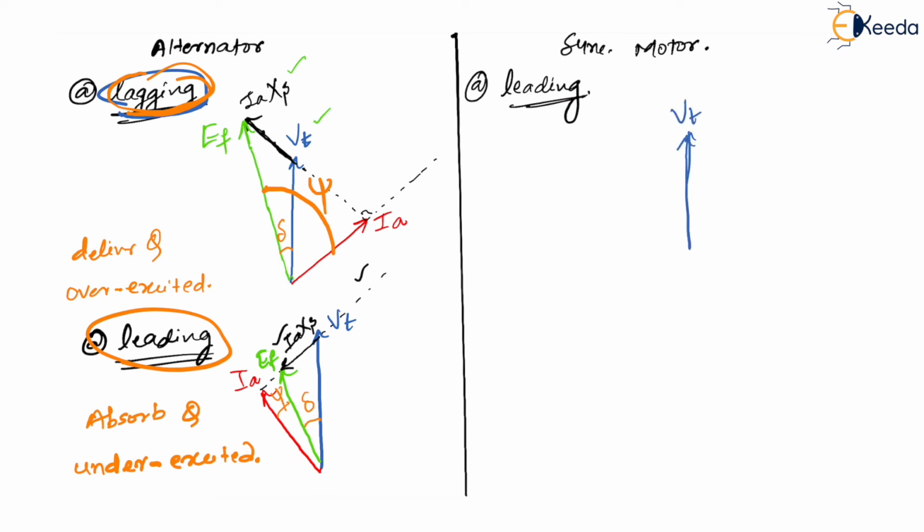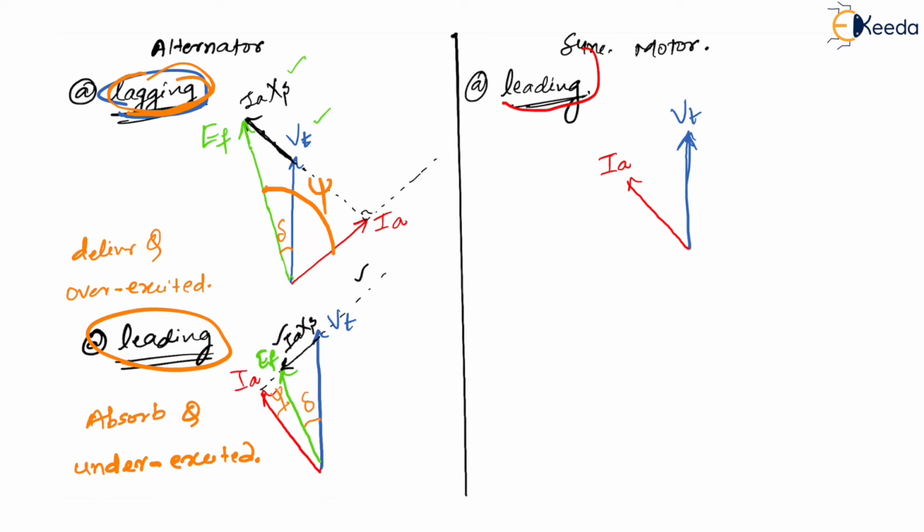Let me have my VT over here. Correct? Yes. Now, what happens to my IA? The moment I say it is leading, it is going to be leading, so IA is going to be leading this way, like this. Let me have IA leading over here. Correct? Yes. Now, where will be my IA axis?